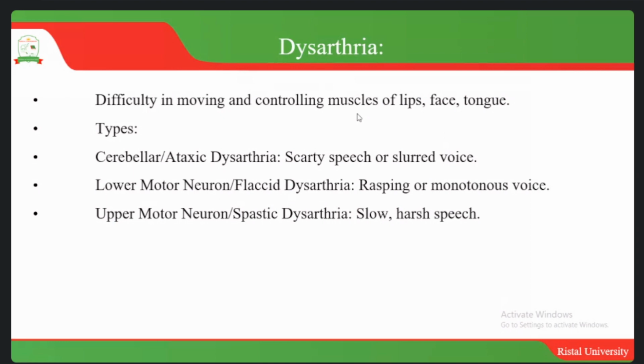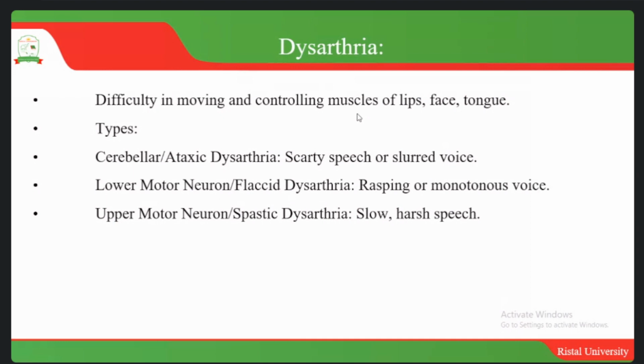Then upper motor neuron, which is spastic dysarthria. The way the person is speaking or responding to you is very slow, and it is a harsh speech, whereby you may still not understand what the patient is saying. So this is the difficulty and disability in controlling the muscles to speak, in the lips, face, and tongue. When you're not able to control these muscles, you will not be able to speak out what is expected.